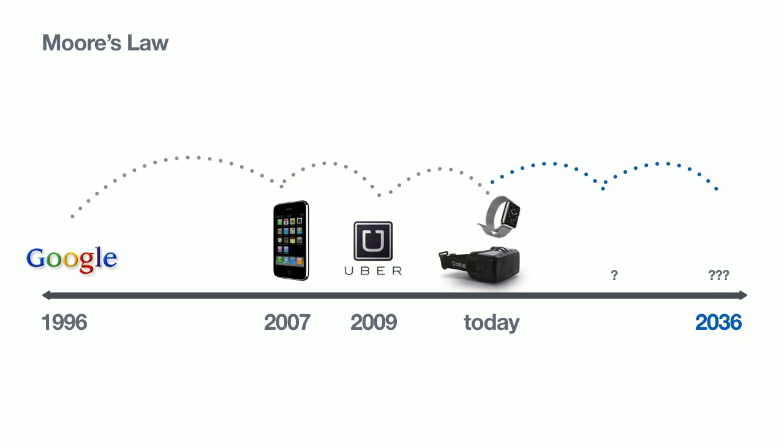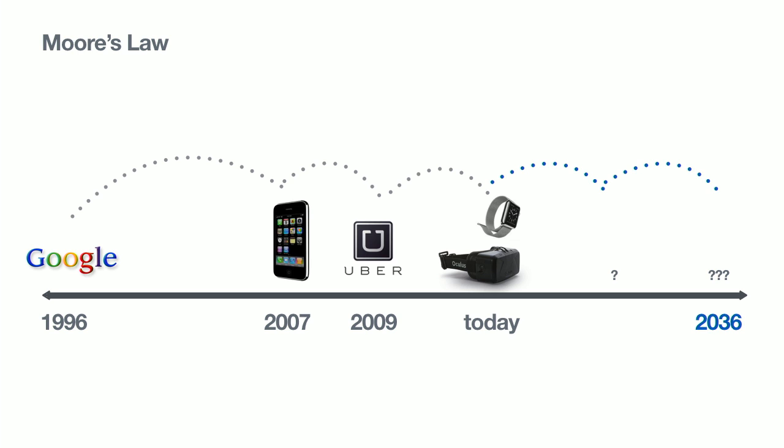So there's an exponential curve, yeah? 1996 was 20 years ago, and 2007 was the advent of Google. 10 years ago, we didn't have the iPhone. Does anyone remember what it was like to actually remember a phone number in their head or use a paper map? Do you remember how hard that was?